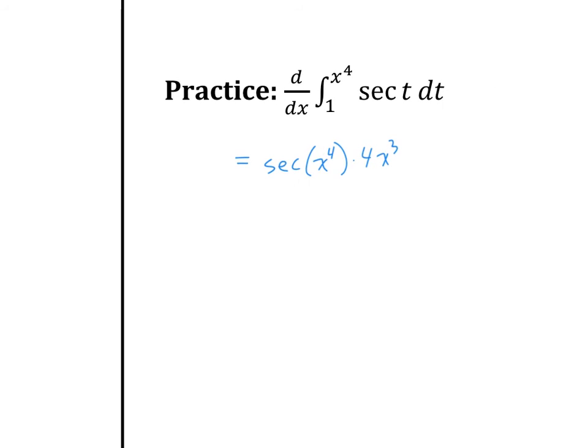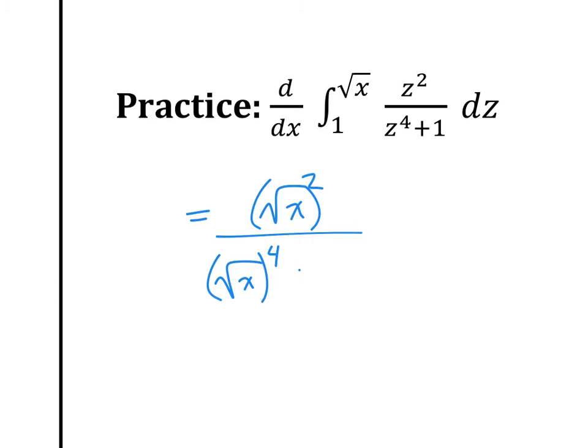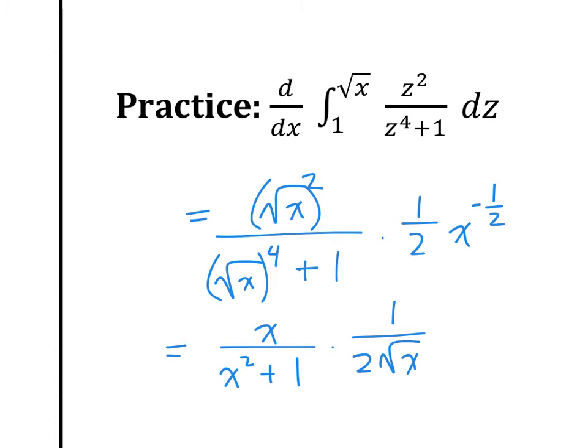All right, let's have you guys try another one. Okay, the derivative, so you're going to take this and just plug it in, times the derivative of square root x, which is 1/2 x to the negative 1/2, or you can change that. This is going to be x over x squared plus 1 times 1 over 2 root x. The most simplified version of this is you need to cancel these two. So this becomes square root x over 2 times x squared plus 1.